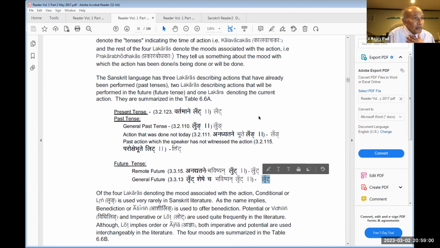Each one of them can be active or passive voice. Books are read by the boys. That's a present tense passive voice. The books were read by boys. And that is the past passive voice. So you have to look at that generally.